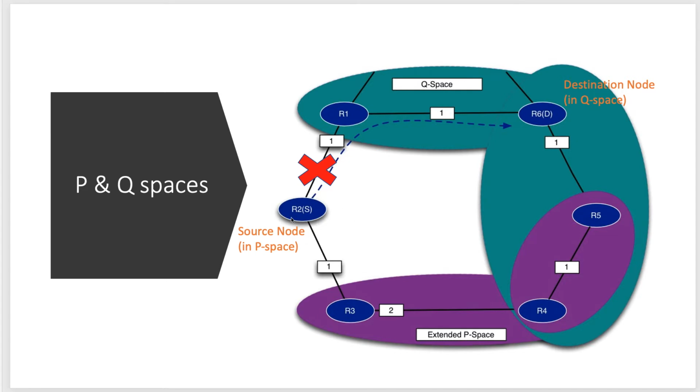This node was in the P space. All the direct neighbors of our source simply go into the extended P space.